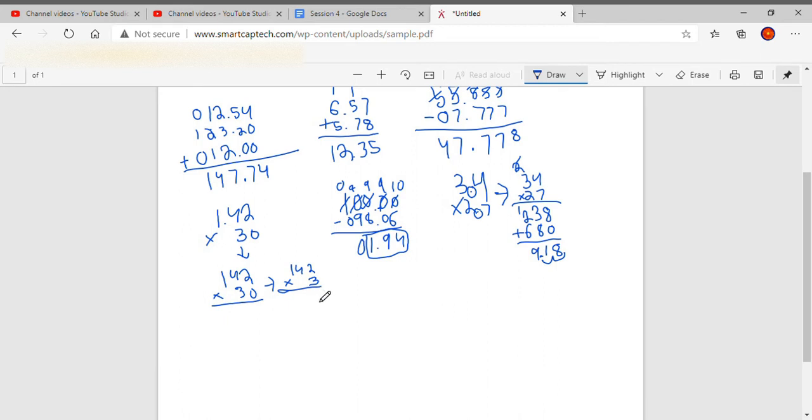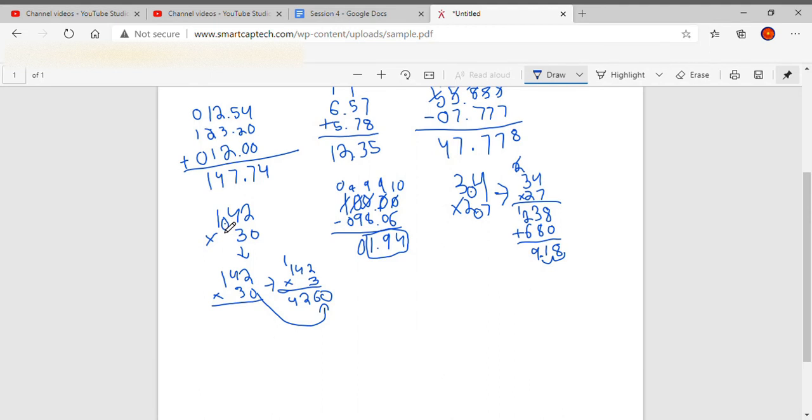So 3 times 2 is 6, 3 times 4, 12, 3 times 1, 3 plus 1, 4. So the answer is 426, but we have to add back this 0. So 4,260, but we have 1 decimal point. So we have to move it in twice, though.